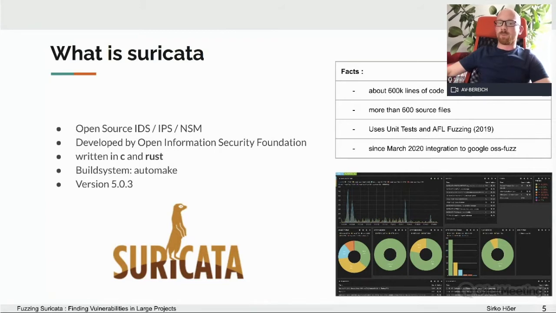As I mentioned, I started the analysis of this project in the year 2019, and at this point, Suricata used only unit tests and AFL fuzz tests to check the functionality and reliability of their code. Nowadays, they use OSS-Fuzz with the help of me and a lot of other developers. And at this time, I decided to start fuzzing Suricata with the fuzz engine LibFuzzer.